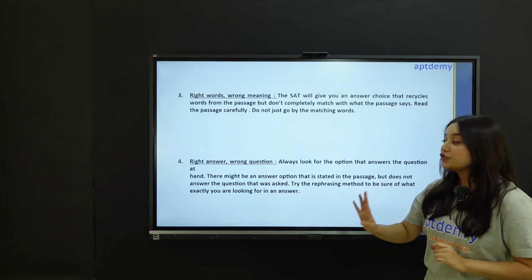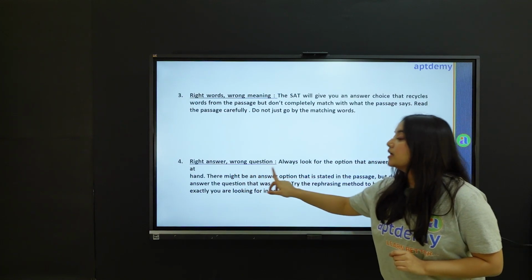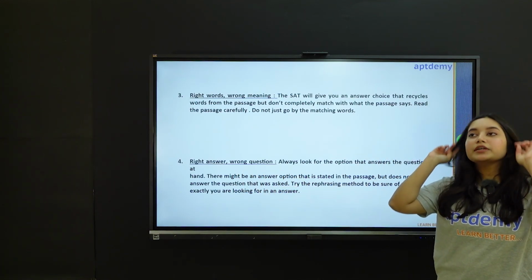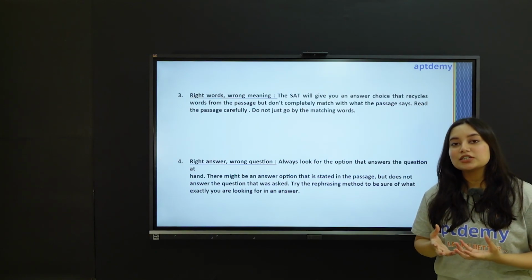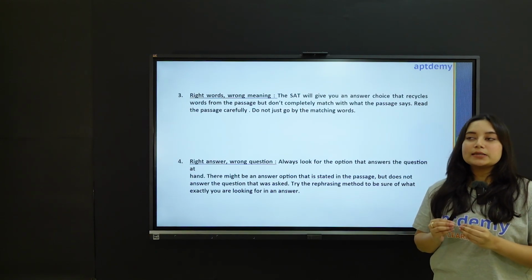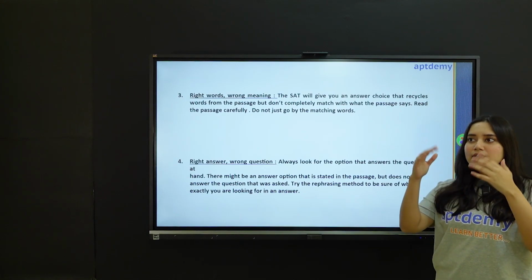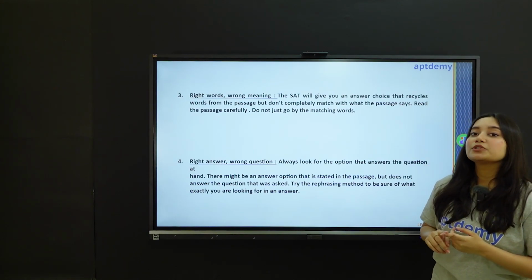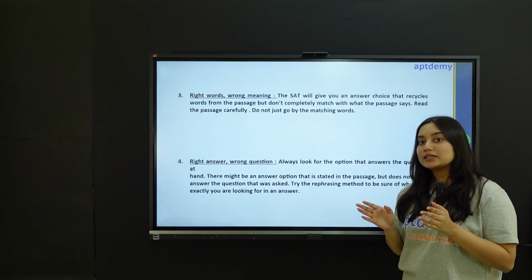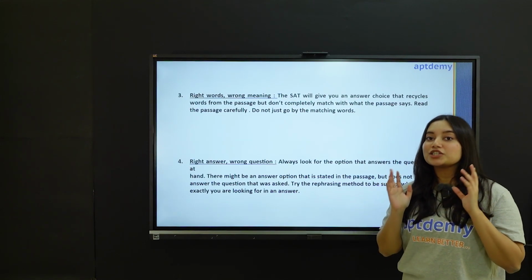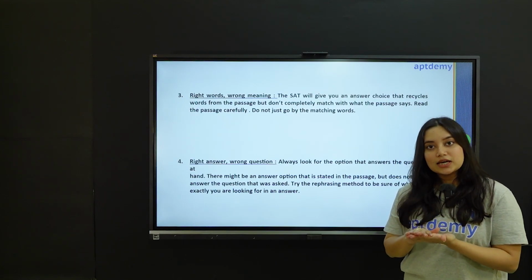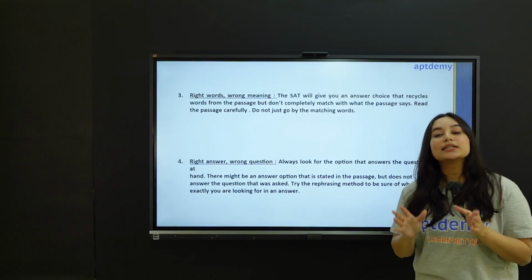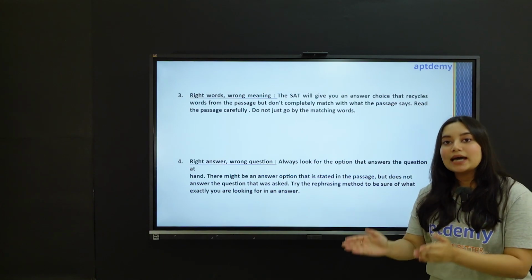And the last type of tricky answer would be right answer, wrong question. Over here, one of the main things that you need to do is read the question properly. Sometimes in the options, you might get an option which is stated in the passage, but it might not answer the question at hand. So always understand what the question is asking you, and then go for the answer that answers that question and not something else.